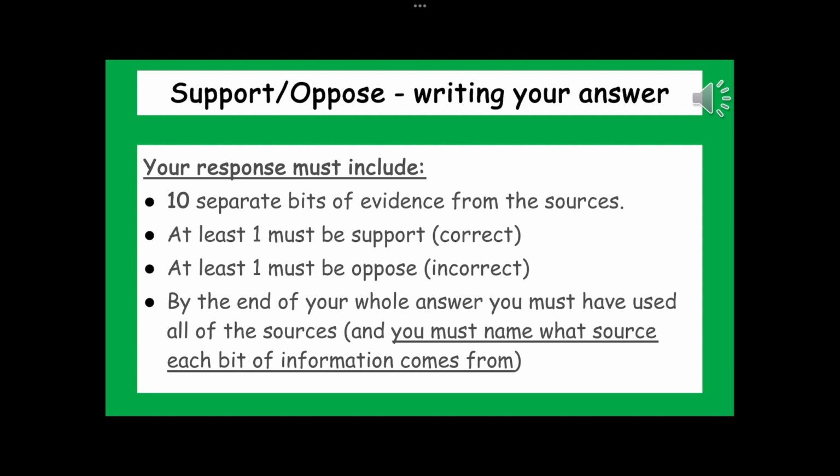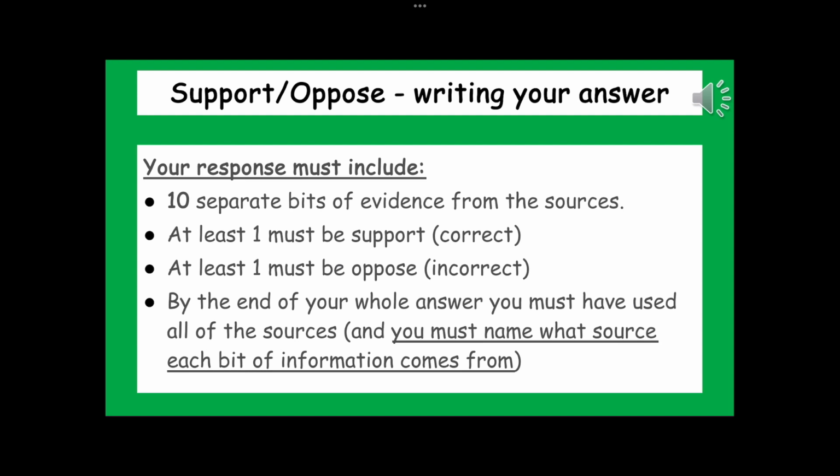Alright, so now we've discussed how the question appears in terms of sources and in terms of a statement. We can discuss how you would maybe write your answer. So, your response must include 10 separate bits of evidence from the sources. That's where your 10 marks are coming from. You get 1 mark for each time you use a bit of evidence correctly to either support or oppose the statement that's given to you in the question. At least one point you're making from the sources must support the statement, and at least one point that you use from the sources must oppose the statement.